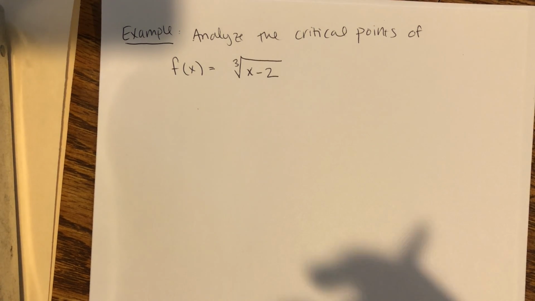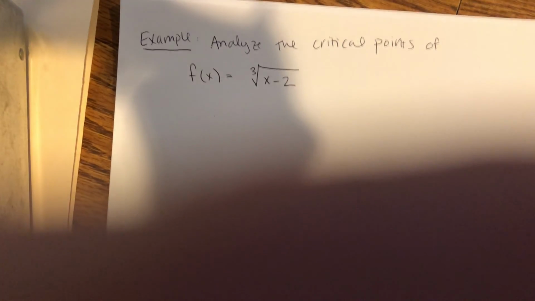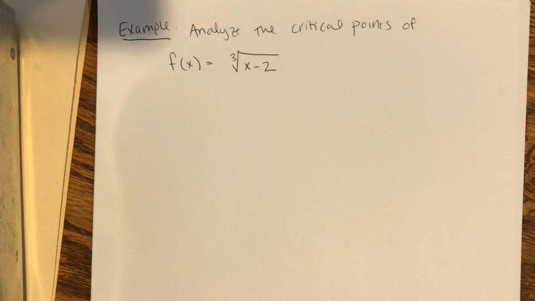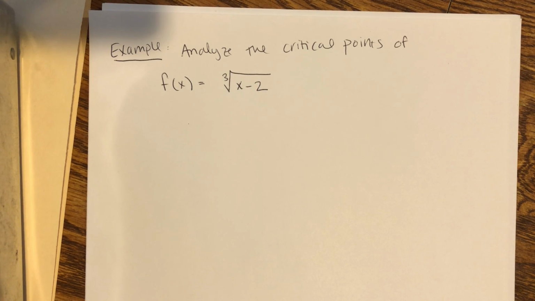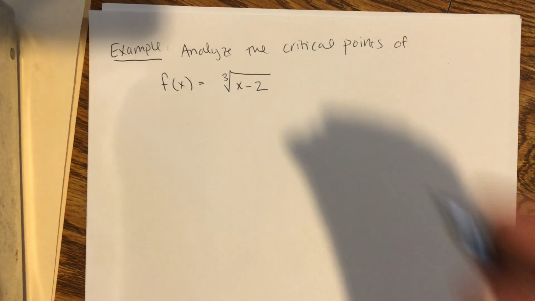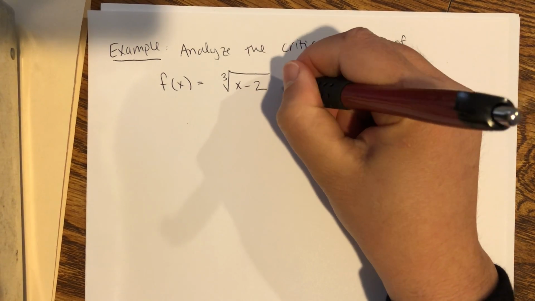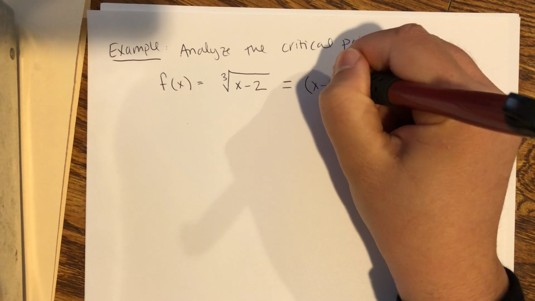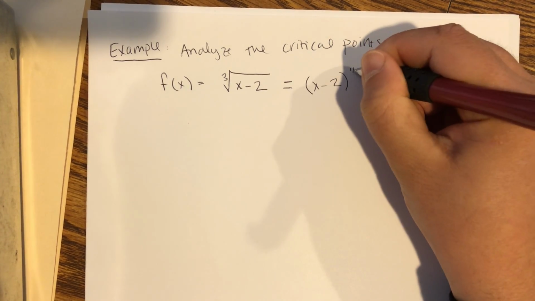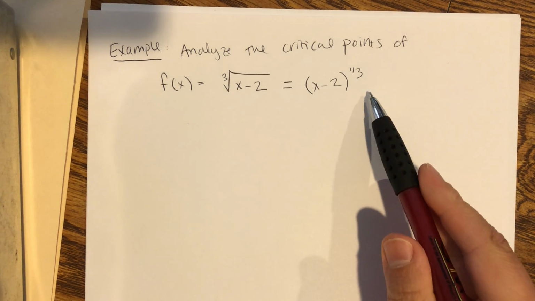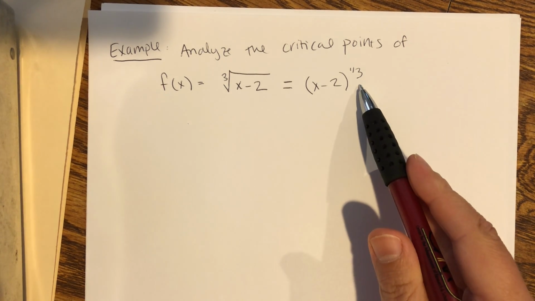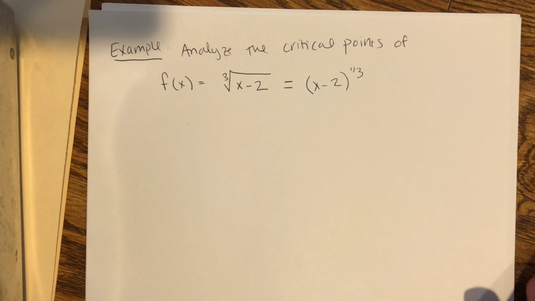And we'll analyze the critical points of the function f of x is equal to the cube root of x minus 2. This is the first one that we've done where the function isn't a polynomial function anymore. Right, we have this radical function, the cube root of x minus 2. So just as a little bit of scrap work, I'm going to rewrite this as x minus 2 to the 1/3 power, because I know it'll be easier to find the derivative of this if I rewrite that radical as an exponent. Right, that's going to be just using the chain rule.